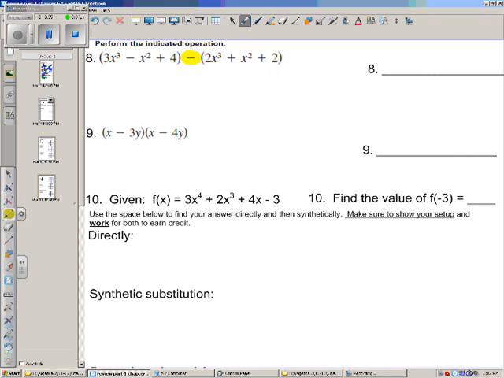And when I look, I do see that I can add these like terms. So I'm going to go ahead and combine those. So my final answer is x squared plus negative 7xy plus 12y squared.